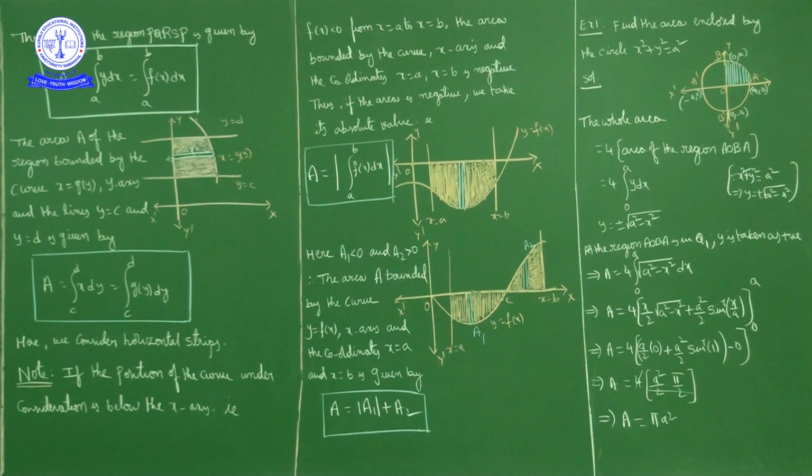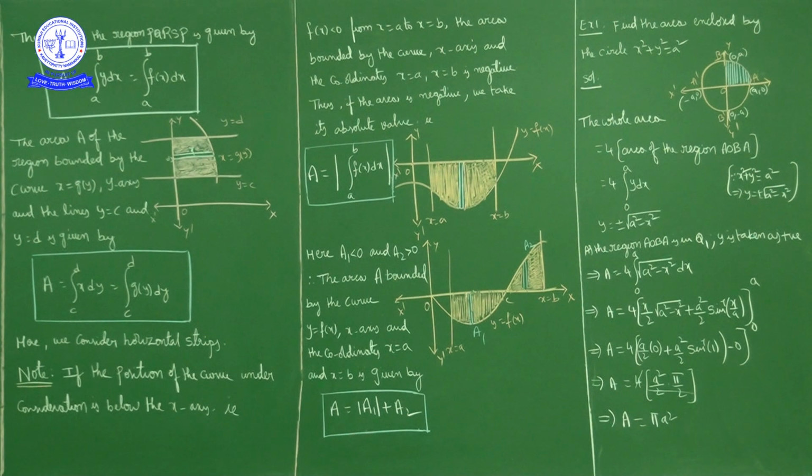Now if the position of the curve under consideration is below x axis, that is f of x is negative between the limits x is equal to a and x is equal to b, the area bounded by the curve, x axis and the coordinates x is equal to a and x is equal to b is negative. Whenever area is negative, we take its absolute value. Area cannot be negative, so we will take its absolute value.